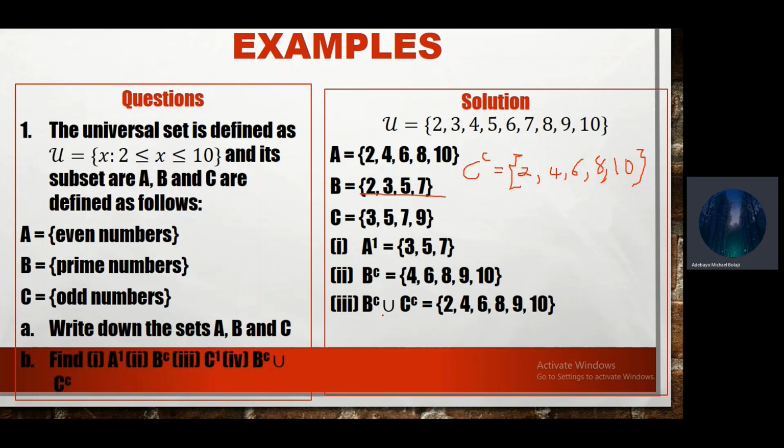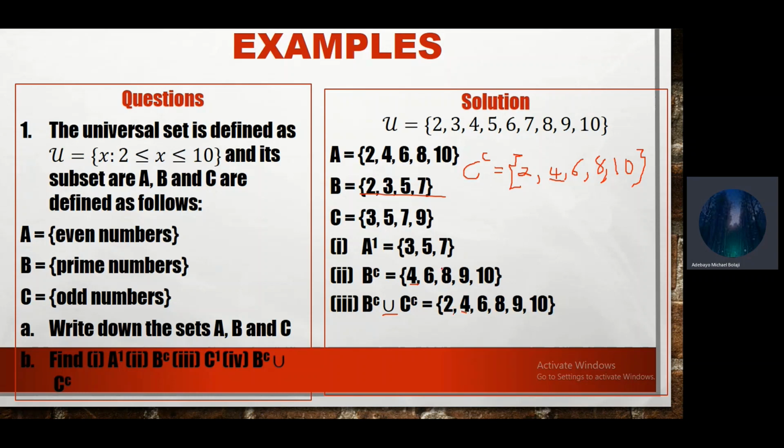Now, union means finding or joining the members of set B complement and set C complement. That means joining the members of two or more sets. Is that okay? Now look at what we have here. We have 2 here, we bring 2 here. We have 4 here and 4 here, we pick one and we put it in our answer.